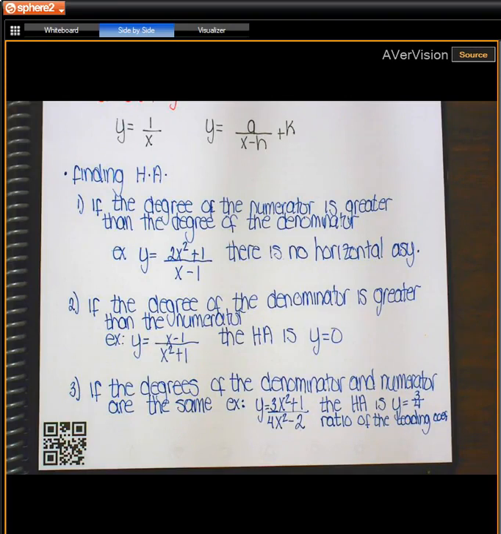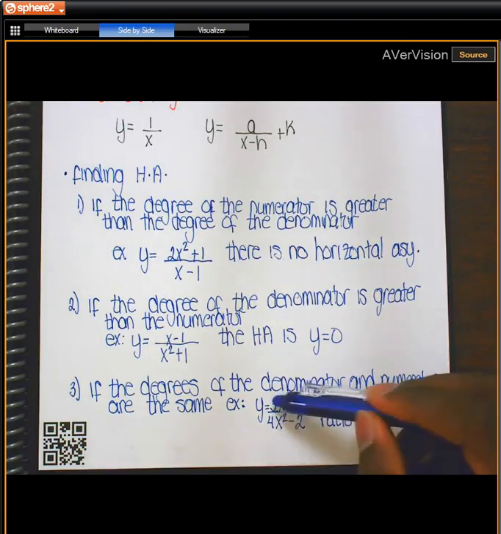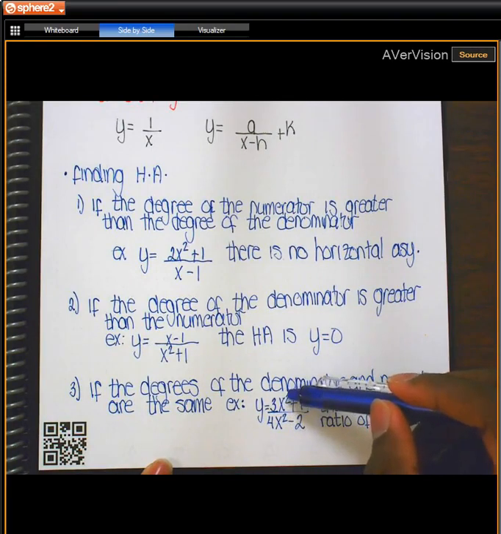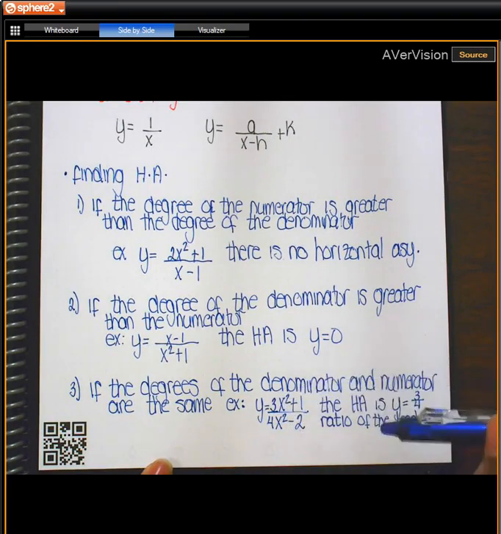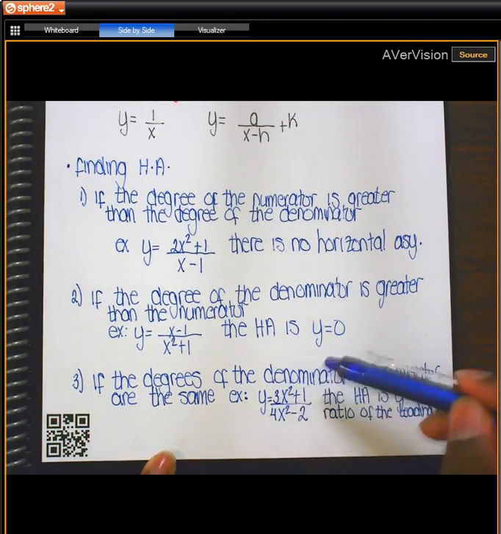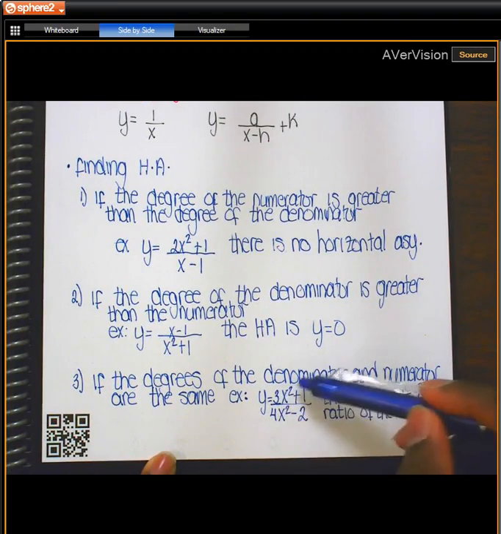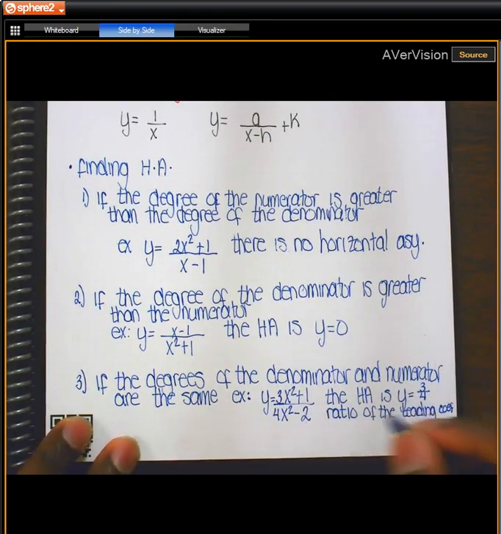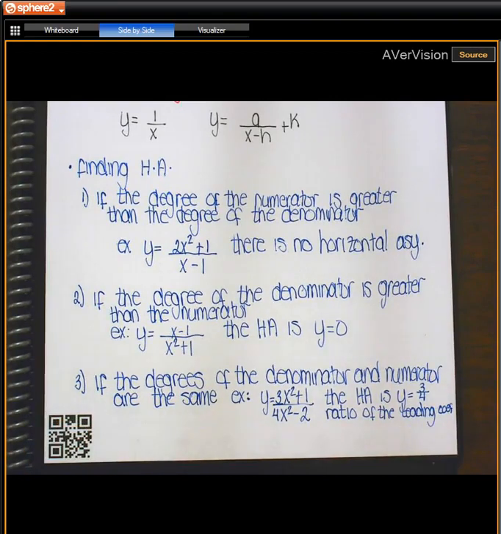If not, the leading coefficient is the number that is with the variable with the highest exponent. It's not always going to be the first thing we write, but it's going to be the number with the variable with the highest exponent. Any questions so far?